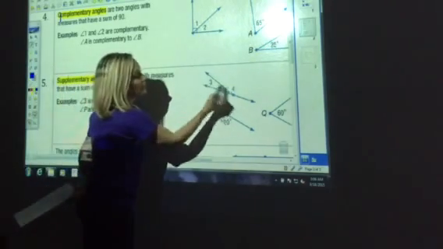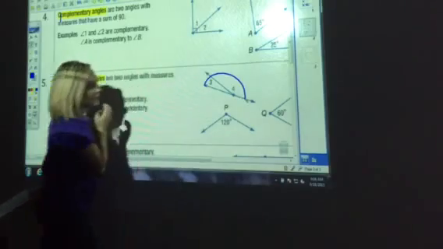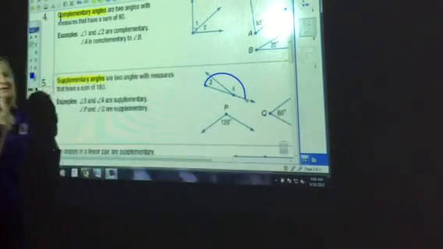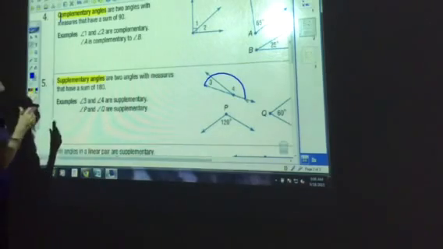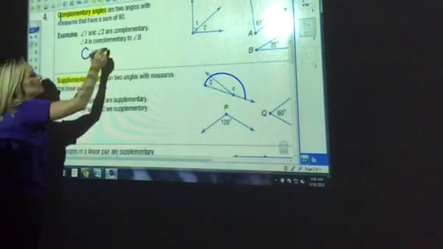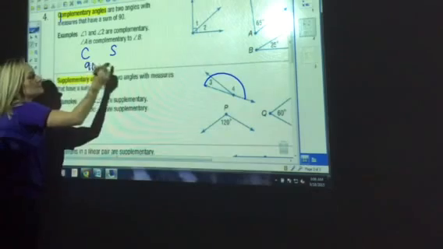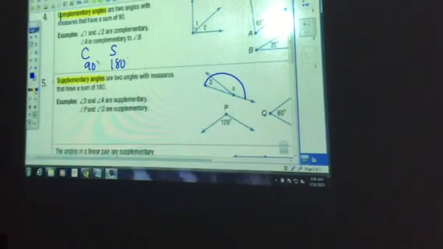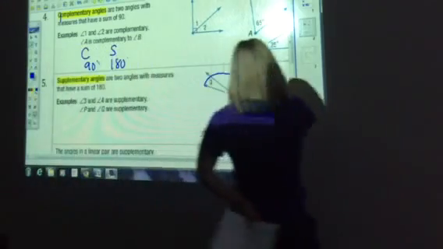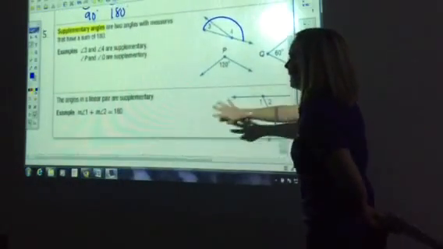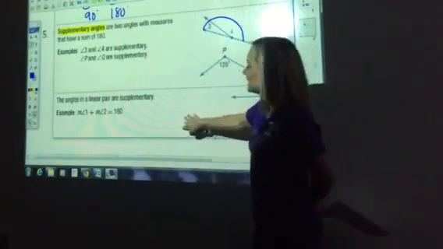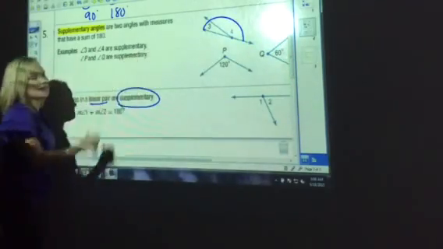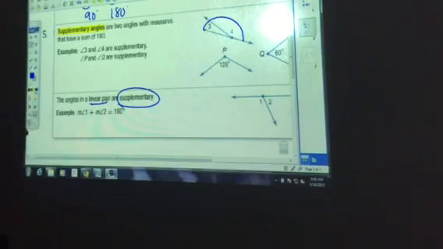So 3 and 4 form a linear pair. Notice they are 180 degrees. These 2 add up to 180 degrees. Those are also supplementary angles. So remember, C comes before S, so 90 comes before 180, if you're thinking about distinguishing between the 2. Our next example tells us that anytime you have a linear pair of angles, they will always be supplementary, and so that gives you that justification too.